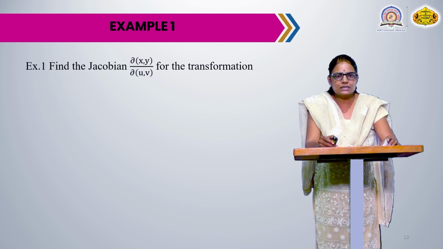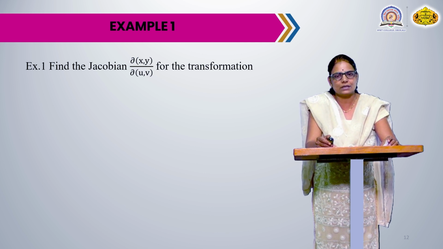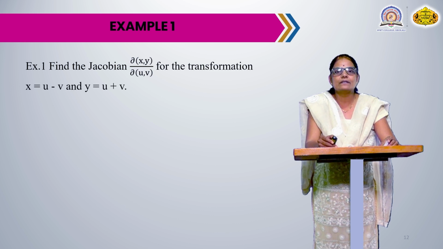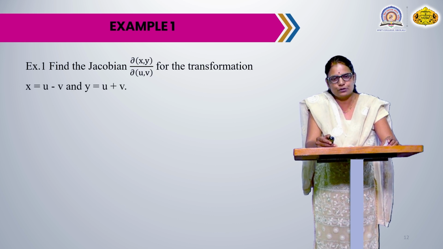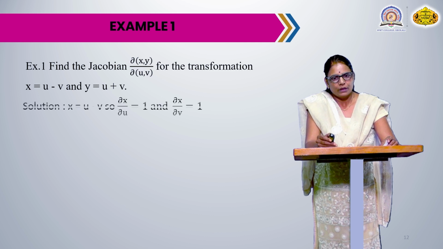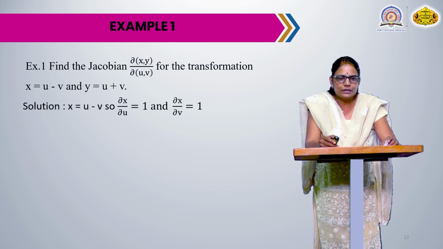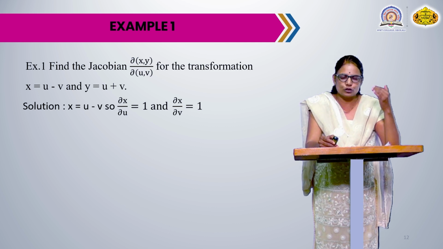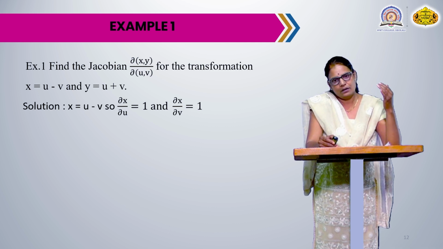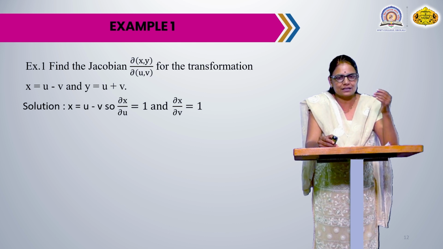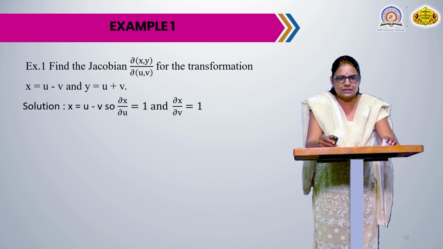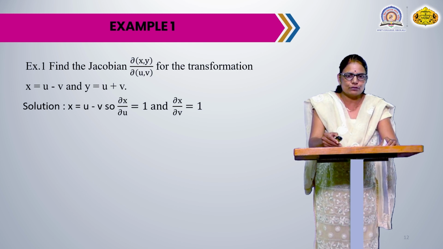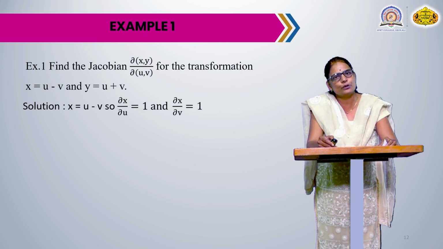So this is our first example. Find the Jacobian partial x y upon partial u v for the transformation x equals u minus v and y equals u plus v. We are given x equals u minus v. As we know, to calculate the Jacobian we require the partial derivatives of x as well as y with respect to u and v, which are the simplest ones because the functions are very simple here. So first we have to calculate the partial derivative of x with respect to u and v.